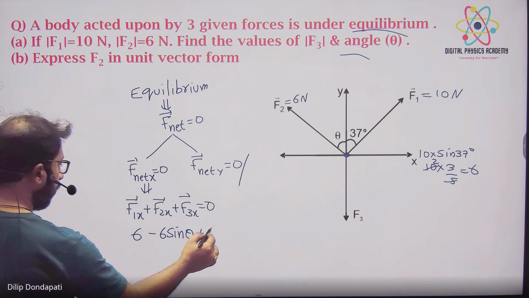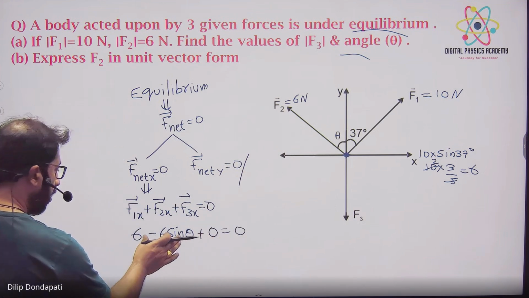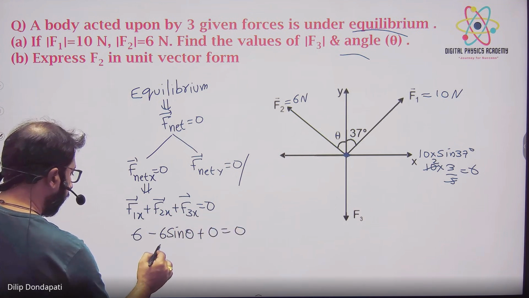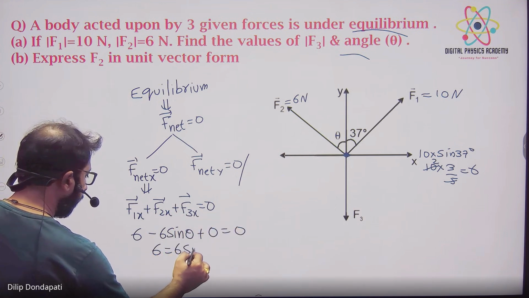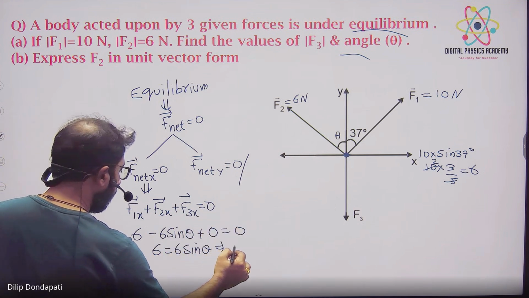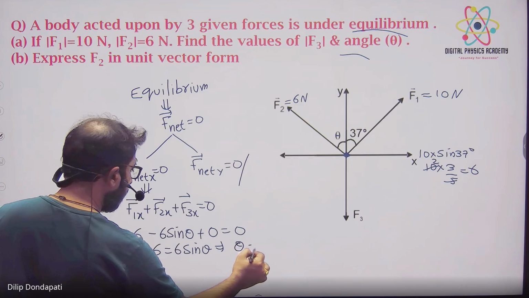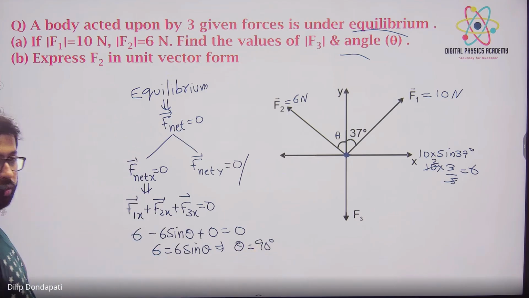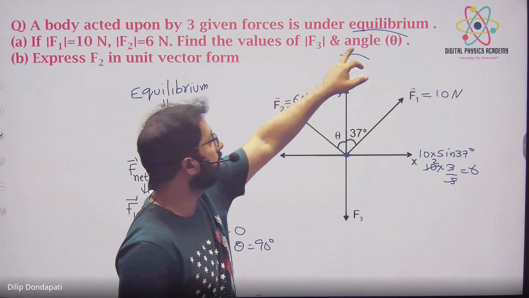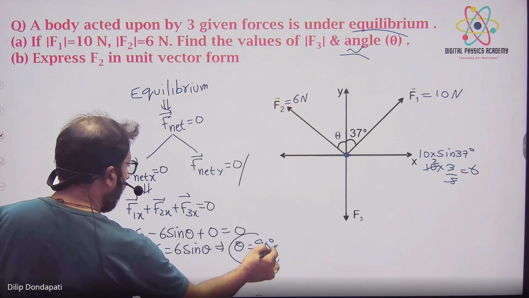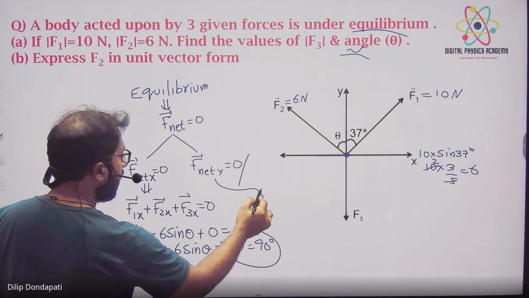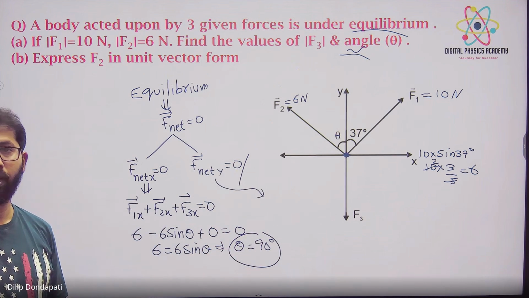Okay, so 0 equals 0. So therefore minus 6 sin theta, if you send this side, you will get 6 sin theta. This implies theta is 90. So you got theta. Now equate the net force in the y direction to 0 and find F3.